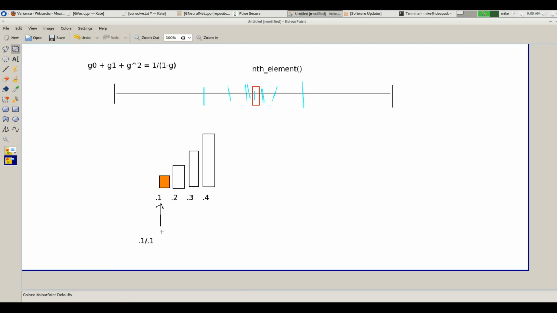Then I move on to the next item. And at this point, I have seen a grand total of 0.3 probability, right? But there's a 0.2 probability that this is the one. Therefore, with a 2/3 chance, I'm going to change my orange one from saying, oh, okay, I changed my mind. Actually, you're the one.